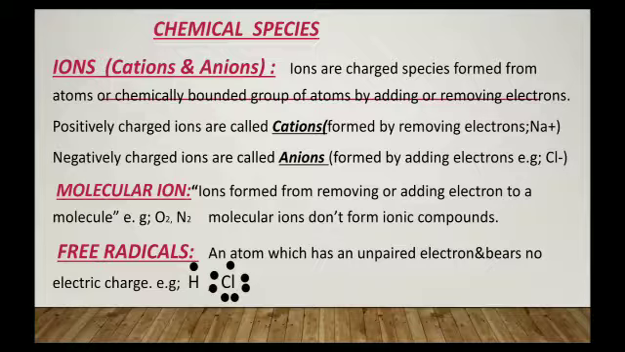Look, there are two examples. One is hydrogen, which has a dot on it. The atomic number of hydrogen is 1, so there is one electron and it is unpaired, so hydrogen is an example of a free radical. Next is Cl. In the outermost shell there are 7 electrons in chlorine, and one is unpaired. We will study this in detail in the next topics. So chlorine is also an example of a free radical.